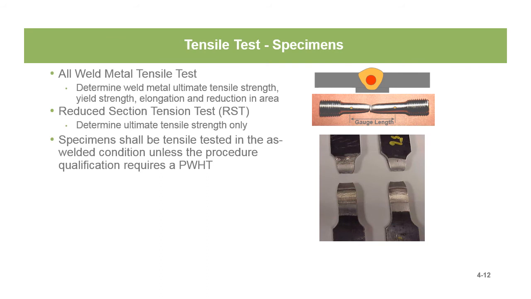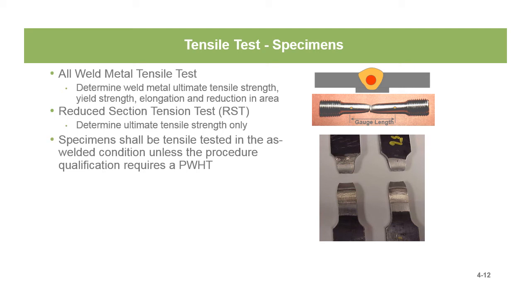Tensile test specimens. You can see that we've got an all-weld metal tensile test here. You can see the red dot on the top illustration is where the tensile test was cut out of the weld. An all-weld metal tensile test is used to determine weld metal ultimate tensile strength, yield strength, elongation, and reduction in area. The reduced section tension test determines the ultimate tensile strength only.